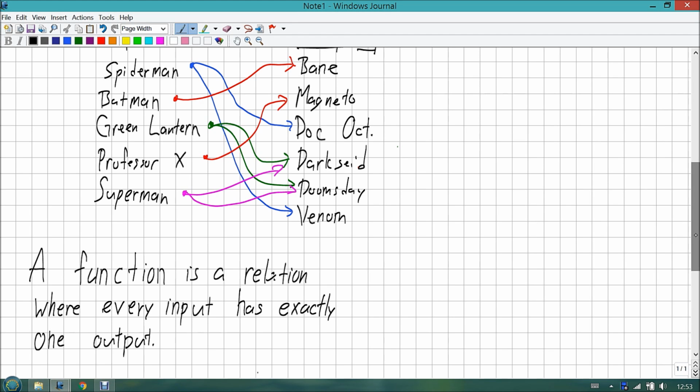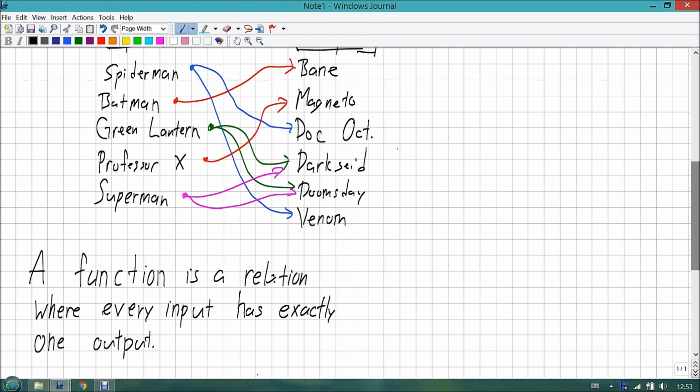So obviously this is a little bit different than just a normal relation. A function is a special type of relation. It's a relation where every input has exactly one output. So let's look at the example that we have already. We have Spider-Man, Batman, Green Lantern, Professor X, and Superman, and then we have Bane, Magneto, Darkseid, Doomsday, and Venom. In this one, you'll note that not every input has exactly one output.